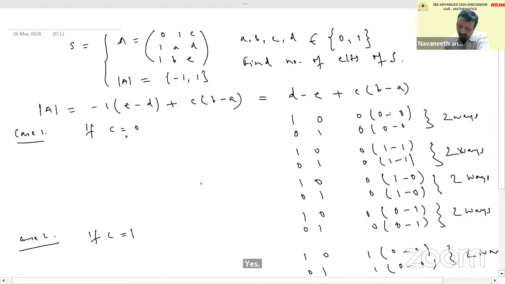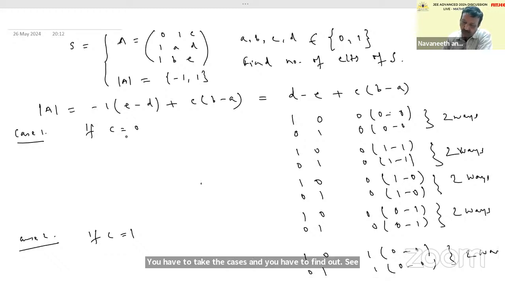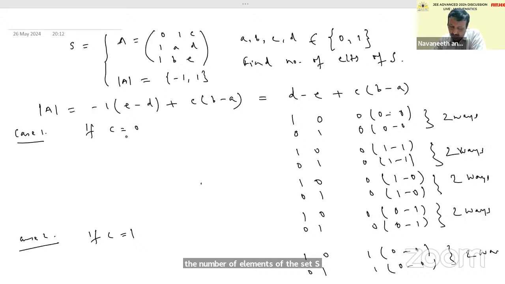Welcome back, sir. This question looks like matrices and determinants, but it is more of finding the number of cases, and they are asking the number of elements of S. I can say it's more of a logical kind of thing. You have to take the cases and find out. See, the question is: given the matrix A, the det of A will be either -1 or 1, and they want to find the number of elements of this set S. I think all of you can see the question there.